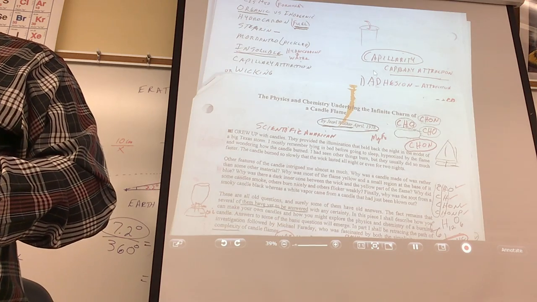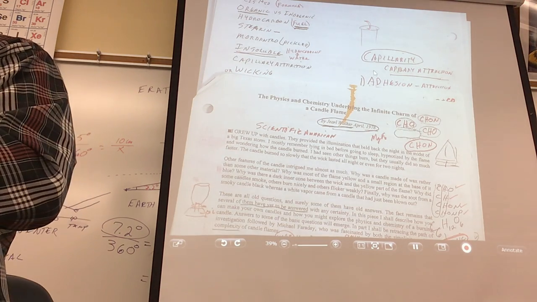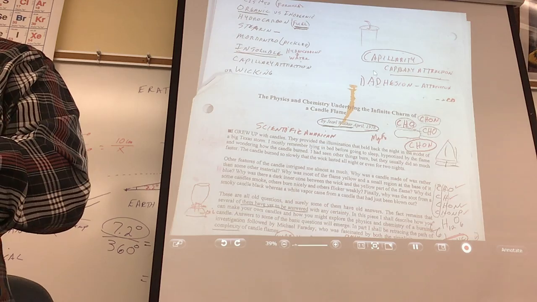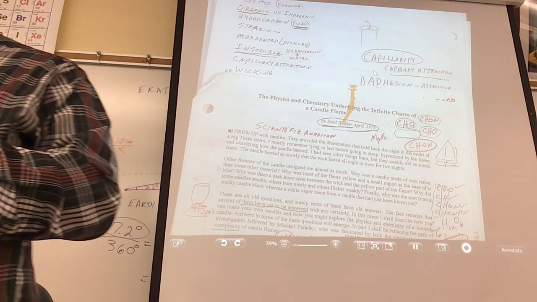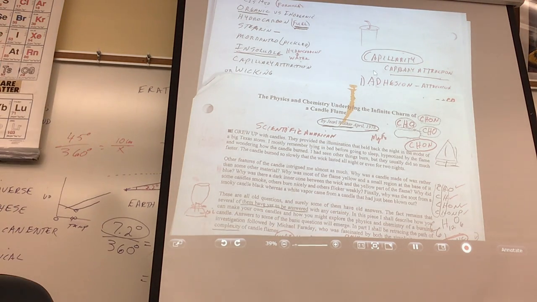I use mine to put change in. But anyway, I don't know if they still make them. Do they still make ashtrays? Do they? Really? Okay. Well, anyway, so this is going to make less ash also.